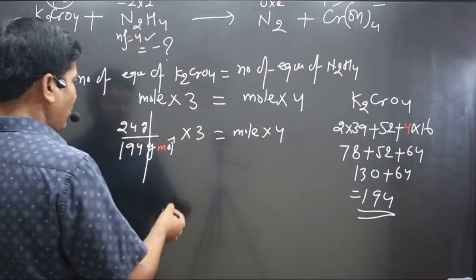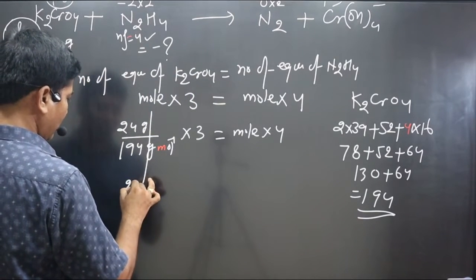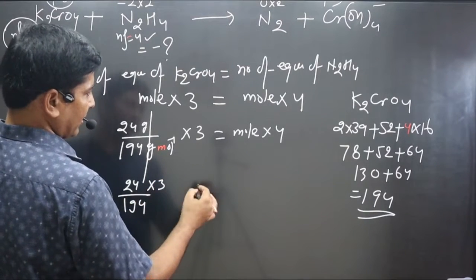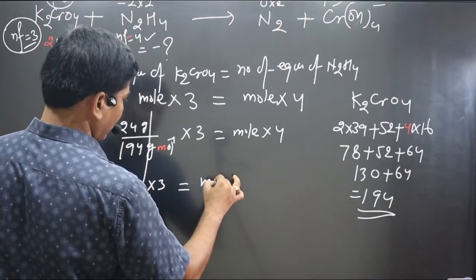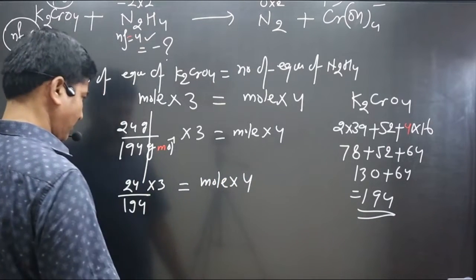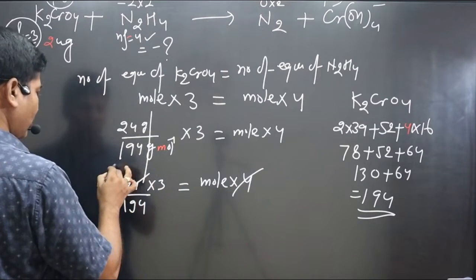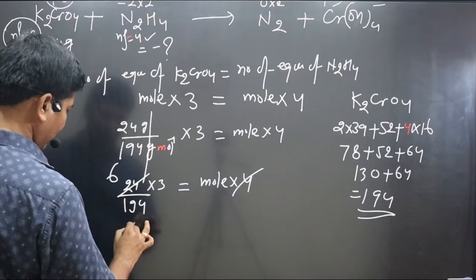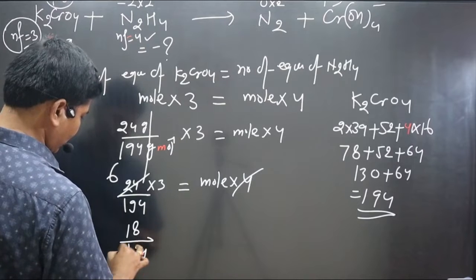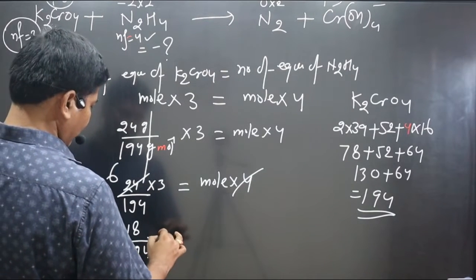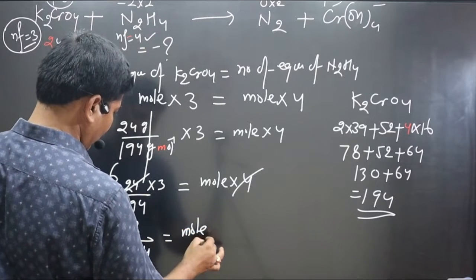So now we have 24 divided by 194, multiplied by 3. On the other side we have mole, and multiplied by 4. 4 times 6 is 24, 6 times 3 is 18, so we get 18 upon 194. This is what we get.